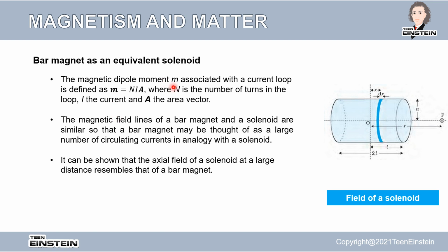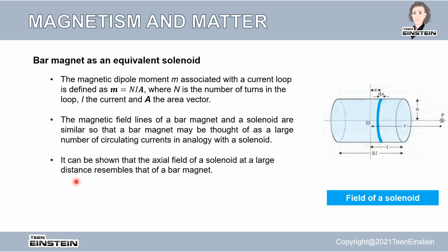The magnetic dipole moment M associated with the current loop is defined as M equal to N I A, where N is the number of turns in the loop, so this is for the case of a solenoid. If you have N number of turns, I is the current, and A is the area. We already studied this. Magnetic moment is given by current multiplied by area of the loop. If you have N number of loops, then it is N multiplied by current multiplied by the area of the loop. Now the magnetic field lines of a bar magnet and a solenoid are similar, so a bar magnet may be thought of as a large number of circulating currents, in analogy with a solenoid.